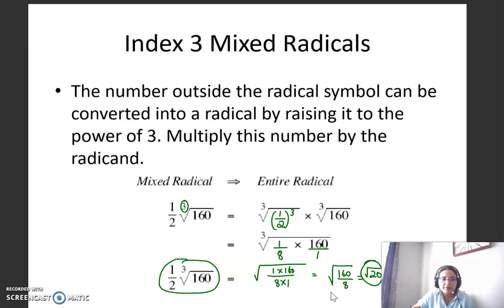The only thing I forgot in here is that I forgot to bring forward my little cube sign. So please don't forget that. And that is very important. So that cube sign needs to come along with us. Okay?